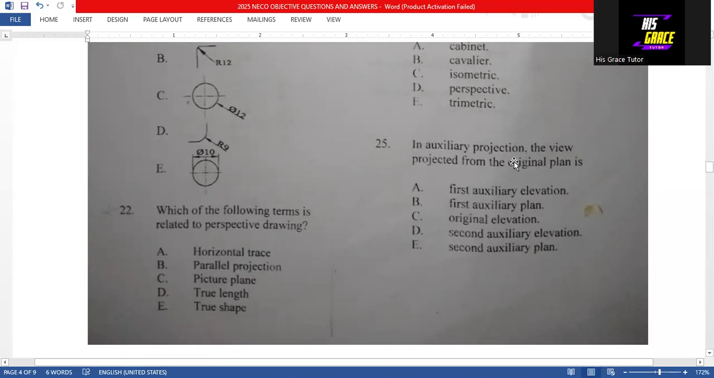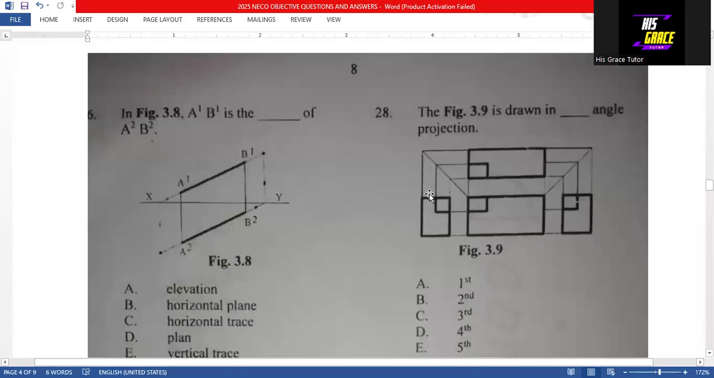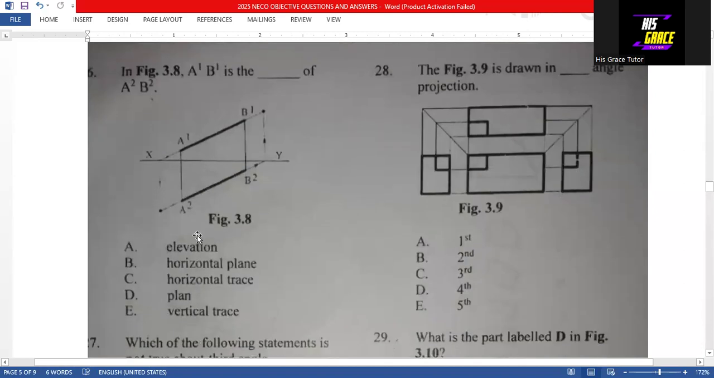In auxiliary projection, the view projected from the original plan is the first auxiliary elevation. That is option A, the answer to question 25. Question 26 says that in figure 3.8, A1B1 is the dash of A2B2, which is the front elevation. So option A is the answer to question 26.